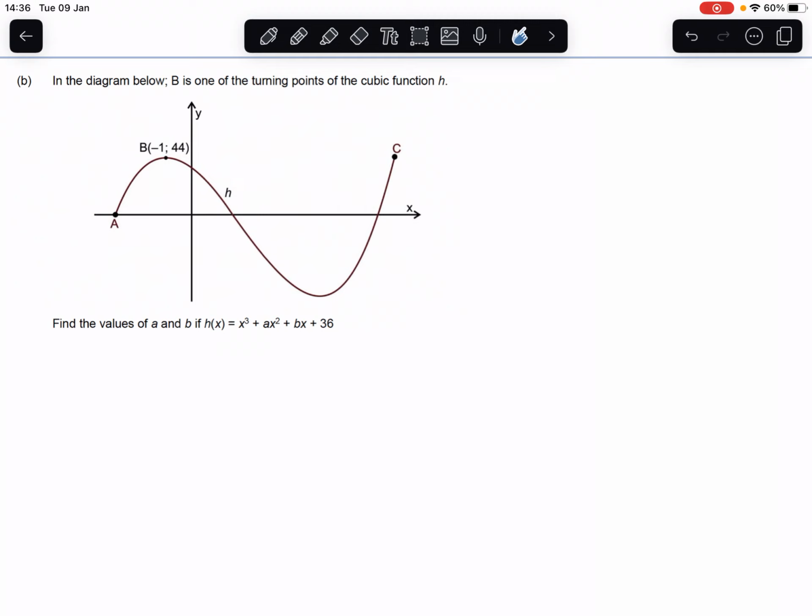The second bit of information that's going to help us out is a bit elusive, but it's the fact that we have a point (-1; 44) on the graph. Remember that what this is telling us is if I put the x value -1 into the function, -1 cubed plus a times -1 squared, etc., the output of the function will be 44. So this is the second equation that we can set up in order to solve for a and b. So let's get into it.